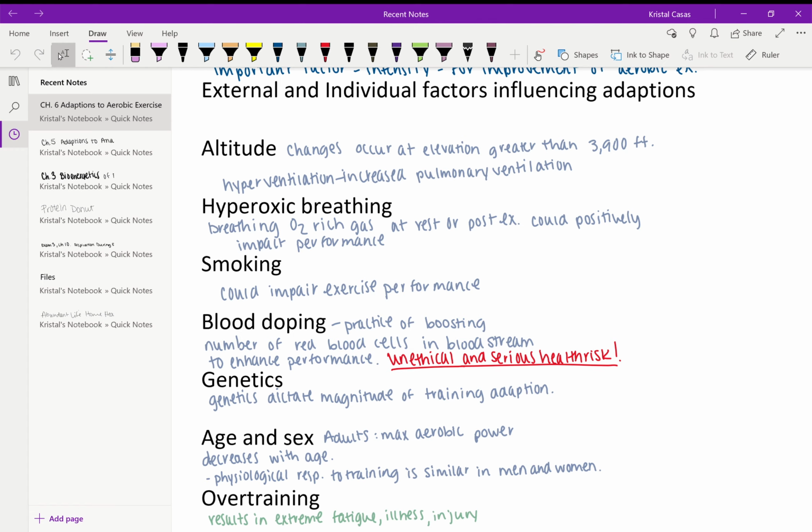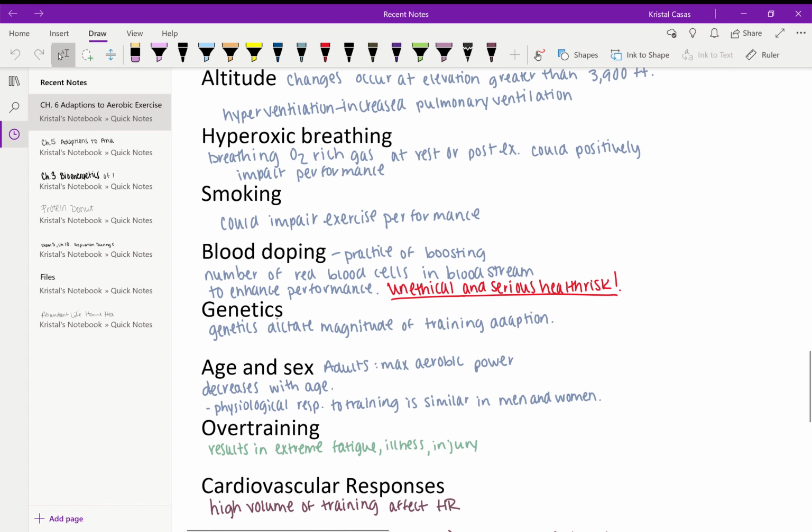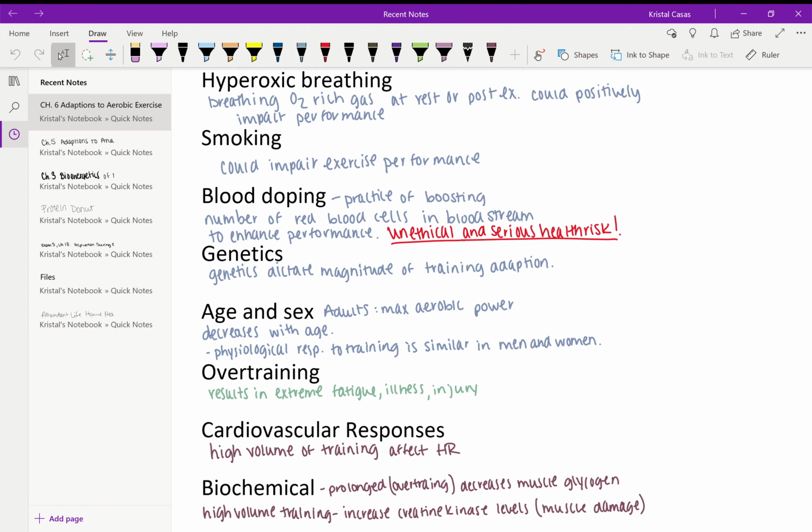Altitude changes occur at elevation greater than 3,900 feet. Hyperventilation, increased pulmonary ventilation. Breathing O2 rich gas at rest or post-exercise could positively impact performance. Smoking could impair exercise performance. Blood doping is a practice of boosting the number of red blood cells in the bloodstream to enhance performance, although this is unethical and it could lead to serious health risks.